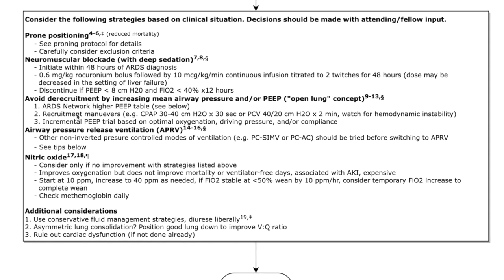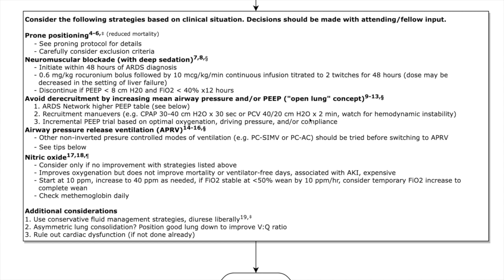You can also try recruitment maneuvers. There are a lot of different ways to do recruitment maneuvers, and I would really just rely on your respiratory therapist to let you know what their preference is. But some examples could include switching over to a CPAP setting with 30 to 40 centimeters of water pressure for about 30 seconds, or maybe pressure-controlled ventilation, inspiratory pressure of 40, PEEP of 20 for maybe 2 minutes.